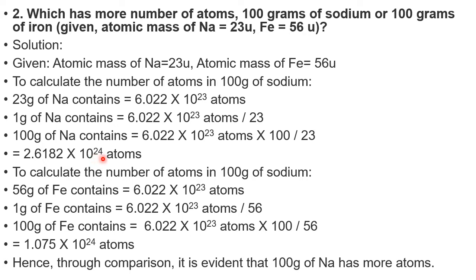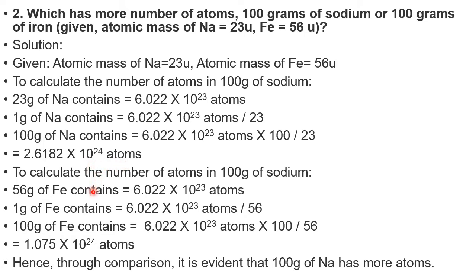Am I making myself clear? 23 gram means 6.022 into 10 to the power 23 atoms of sodium, so in 100 gram, how much? That is the calculation here. After the simplification, the answer is 2.6182 into 10 to the power 24 atoms.